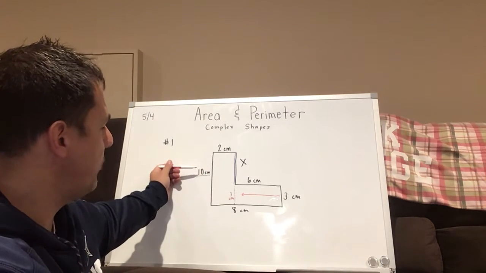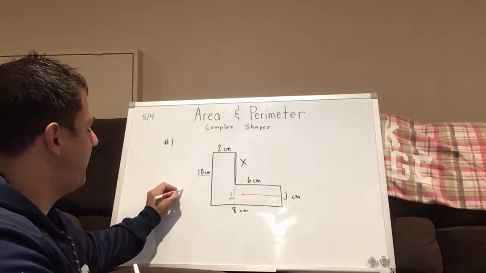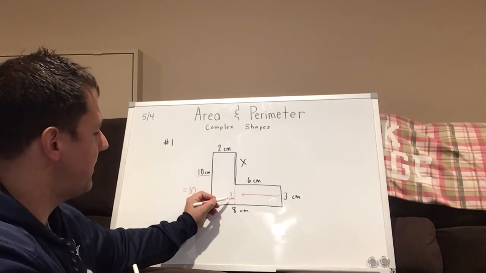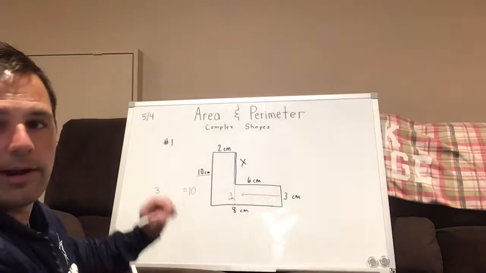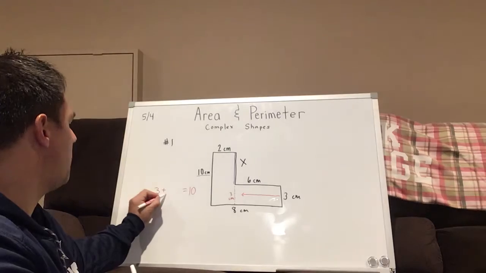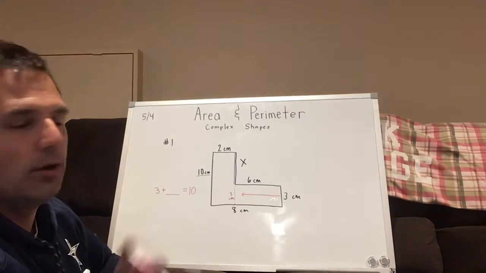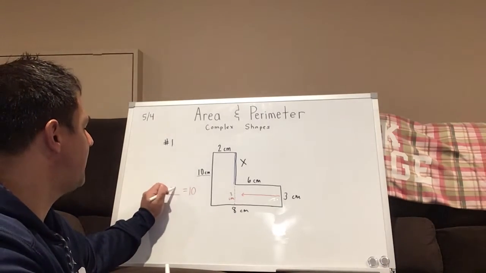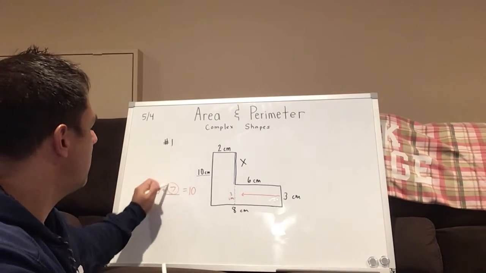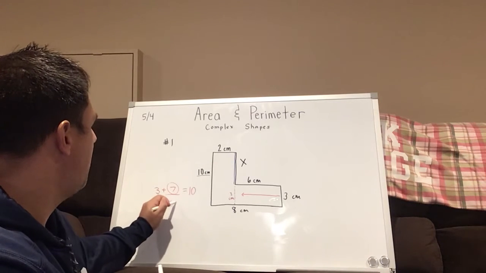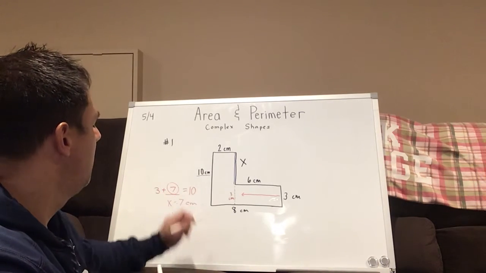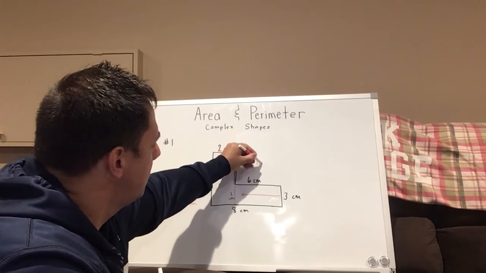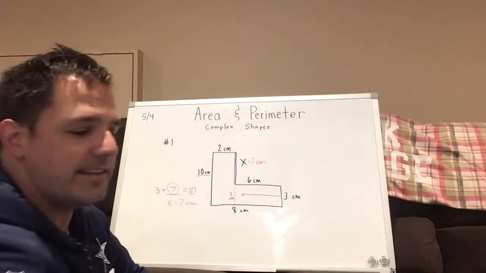If I know the total is 10, so I'm going to put an equation over here. If I know the total is 10 centimeters, and I already know part of it is 3, I'm trying to figure out 3 plus what equals 10. Or you can do a related fact and turn it into a subtraction problem. Well, I know that 3 plus 7 equals 10, so therefore I know that X has to be 7 centimeters. So I'm going to take this X and put 7 centimeters. So that's the first step in the problem.